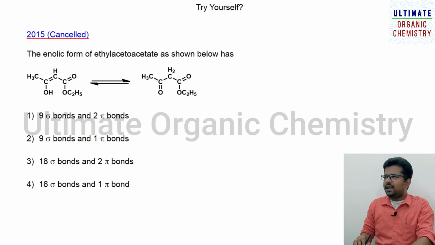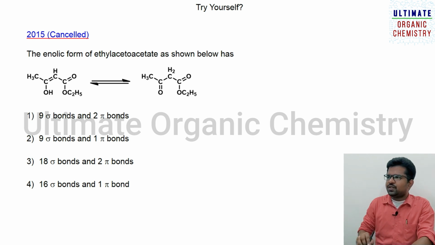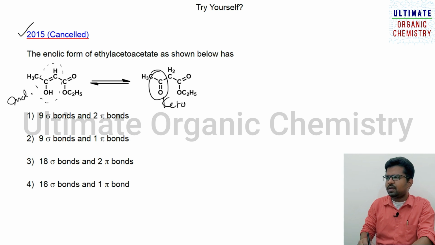We have a final example, which I will leave to you. You try to solve it and put it in the comment section. That question was asked in, I think, a medical entrance exam that was cancelled. The enolic form of ethyl acetoacetate as shown below has. So this is the keto form. Here you have a ketone. This form is called enol. This is the question. So I am expanding the structure for you.